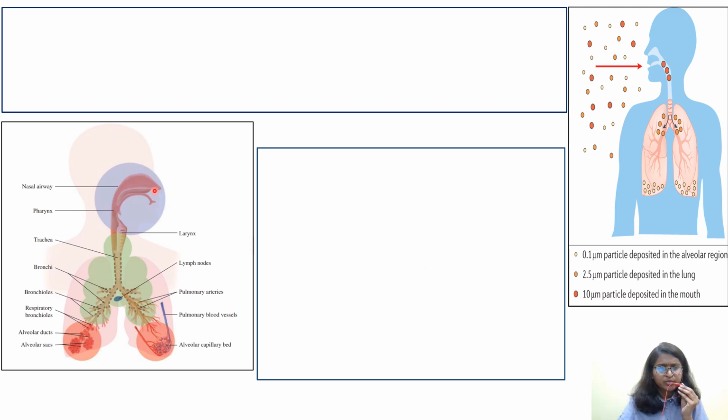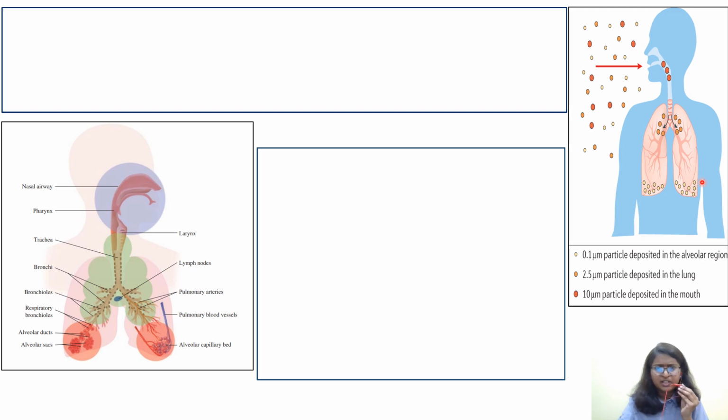Very quickly, we'll run through the major components of the respiratory system. There is the nasal airway, pharynx, and trachea, then bronchi, which further branch into bronchioles and respiratory bronchioles, then the alveolar duct and alveolar sac. These are the alveoli, where the smallest particles will go and deposit. Then there are the larynx, lymph nodes, pulmonary arteries, pulmonary blood vessels, as well as the alveolar capillary bed.